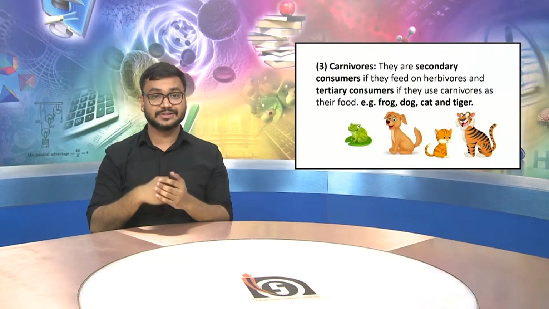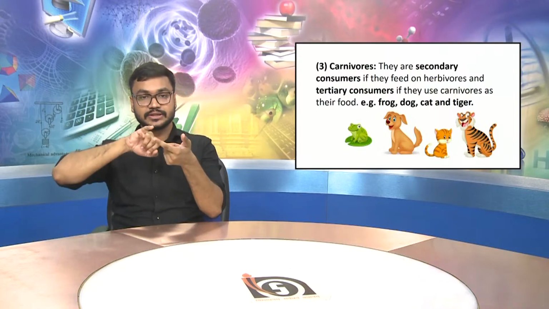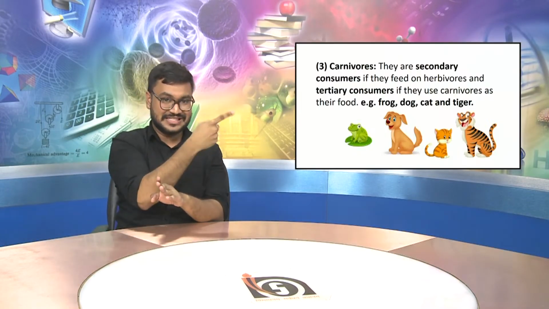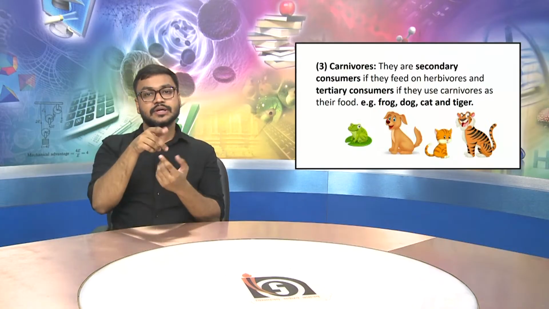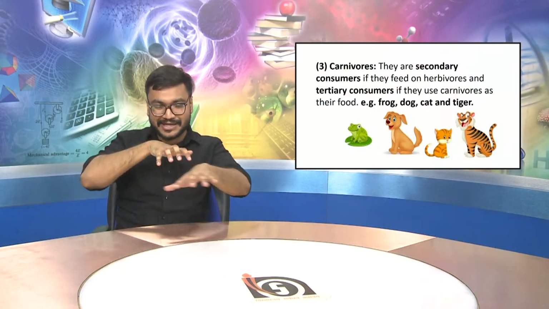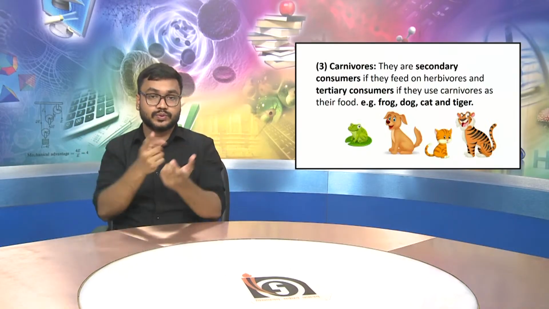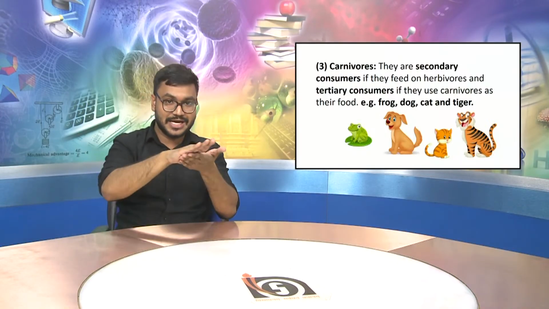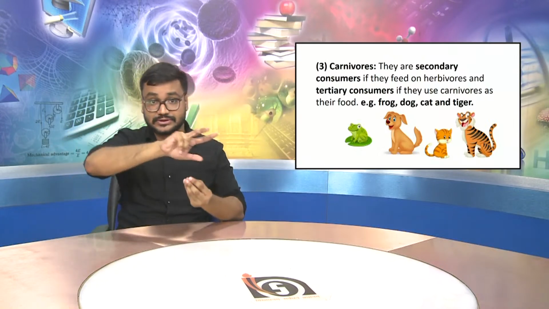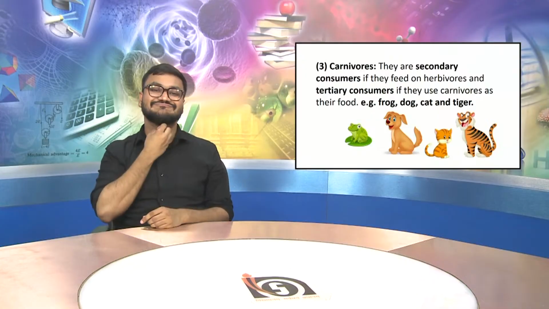And the third trophic level is carnivores. They are the secondary consumers if they feed on herbivores, and tertiary consumers if they use carnivores as their food. For example, frog, dog, cat and tiger, etc.